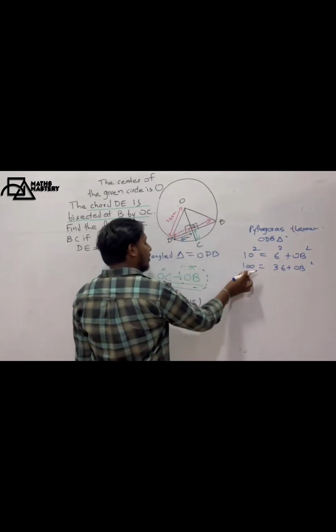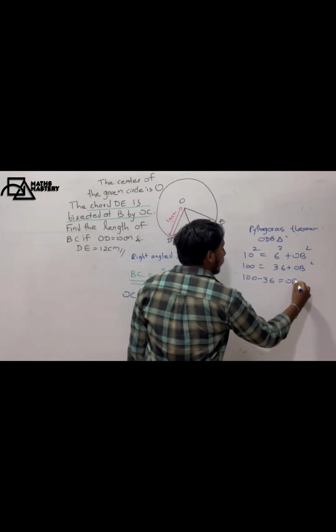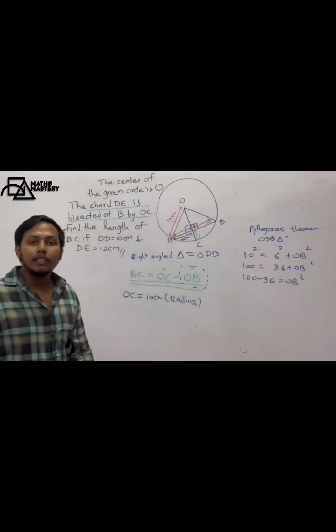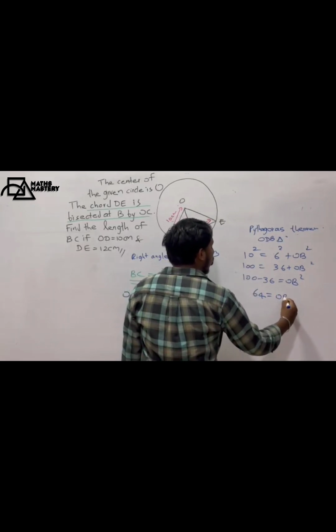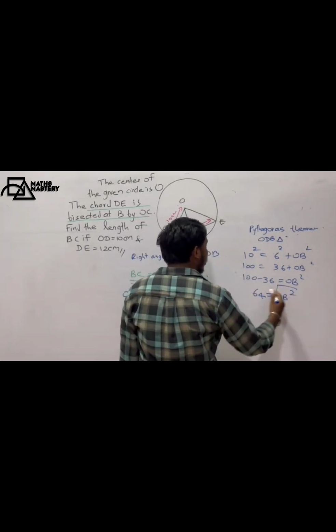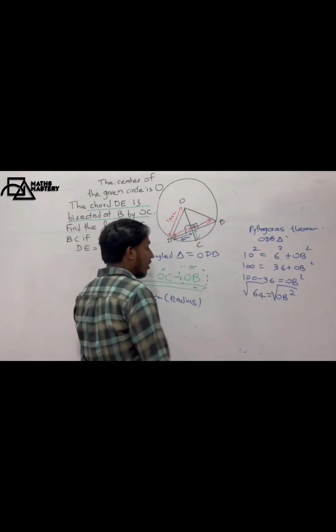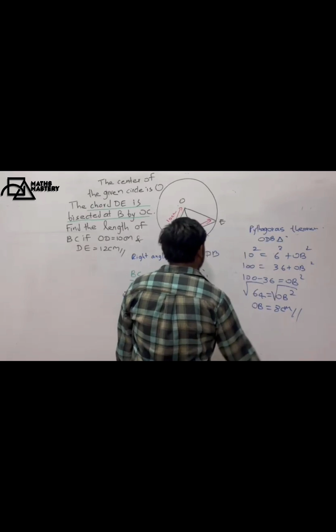So bring this 36 to this side. 100 minus 36 is equal to OB square. So if you subtract 100 by 36, students, you'll get 64. 64 is equal to OB square. Now what you are going to do? You are going to get the square root. If you get the square root, students, OB is equal to 8 centimeter.